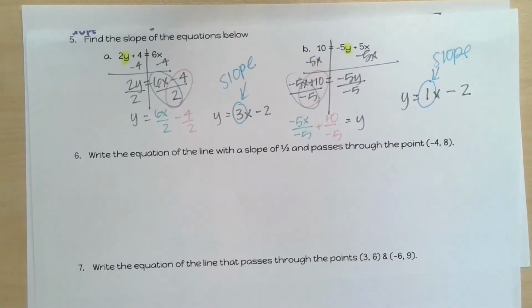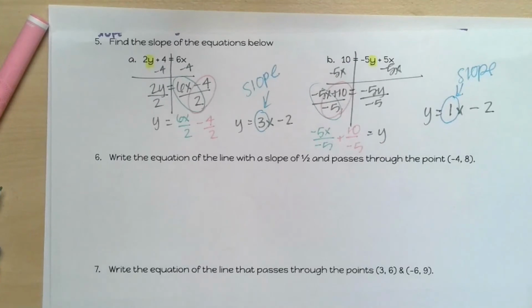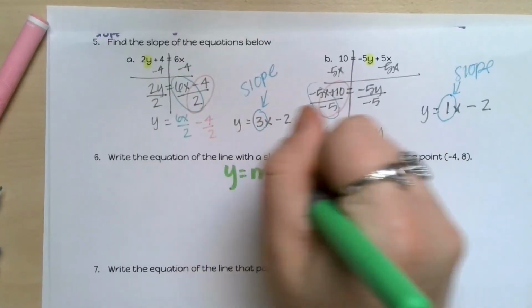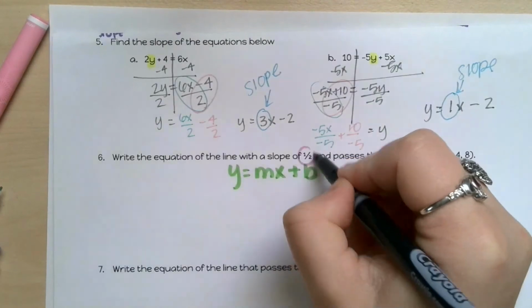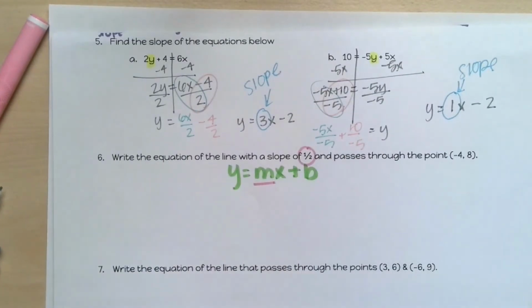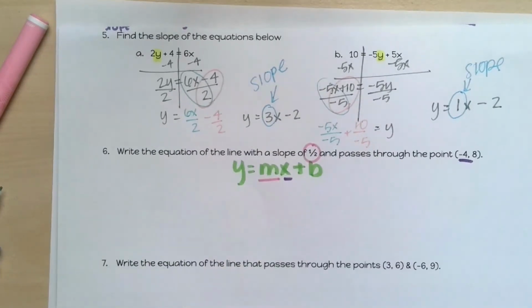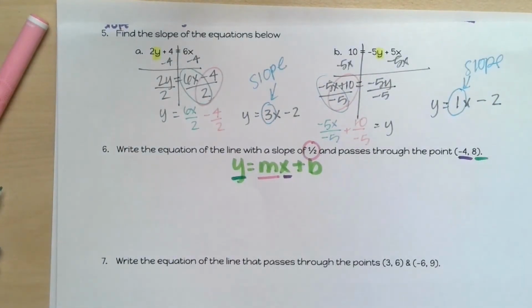Okay? Up next, we want the equation of a line with a slope of 1/2 that passes through a point. So remember, we're going to use our lovely y equals mx plus b form. This is slope-intercept. So you're going to substitute in the slope for m, and then you substitute in your ordered pair, the x coordinate and the y coordinate. We're going to substitute into our equation and solve for b.